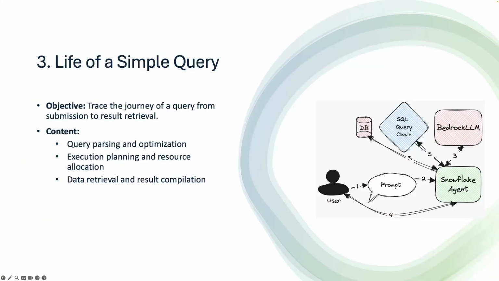Chapter 3, titled Life of a Simple Query, is all about tracing a query's journey from submission all the way till the results retrieval. This chapter will walk viewers through the main steps: query parsing and optimization, execution planning, and resource allocation, and the final stages of the data retrieval and result compilation. This section is designed to demystify the inner workings of Snowflake's query processing engine.